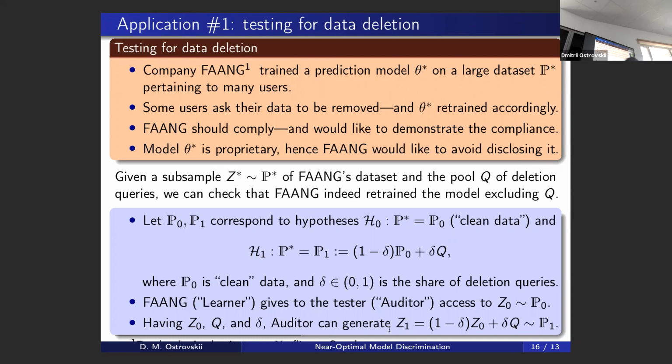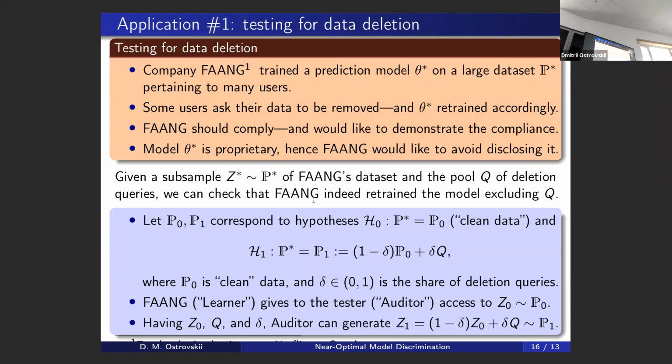On the other hand, they probably want to demonstrate that they comply with these requirements. But also, while demonstrating this, they don't want to reveal their model. This is their market value. They don't want us to be able to just recover theta star. So what we do is assume that we have explicitly the whole set Q of deletion queries. So there are all data points of all users that have to be deleted. We can even sample from it, but let's say we even have them explicitly.